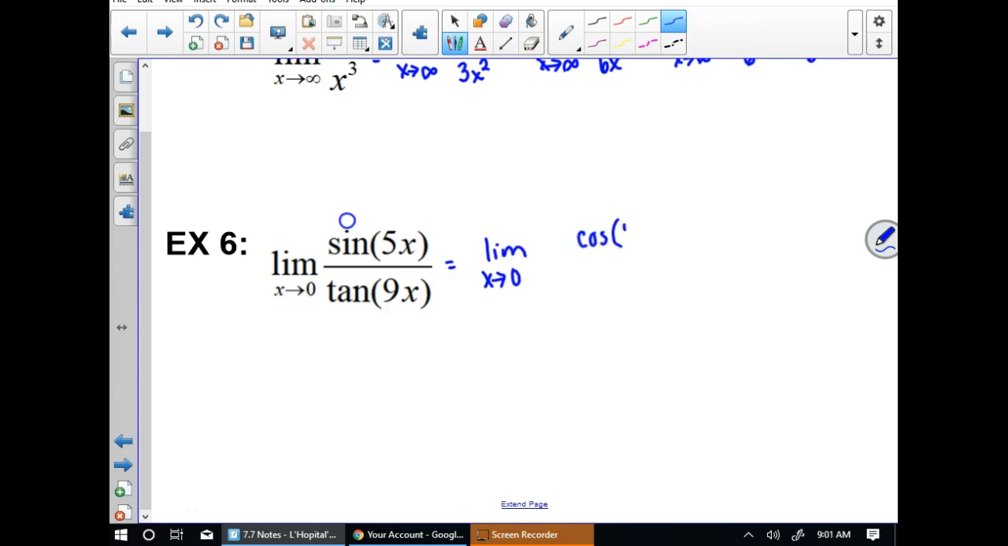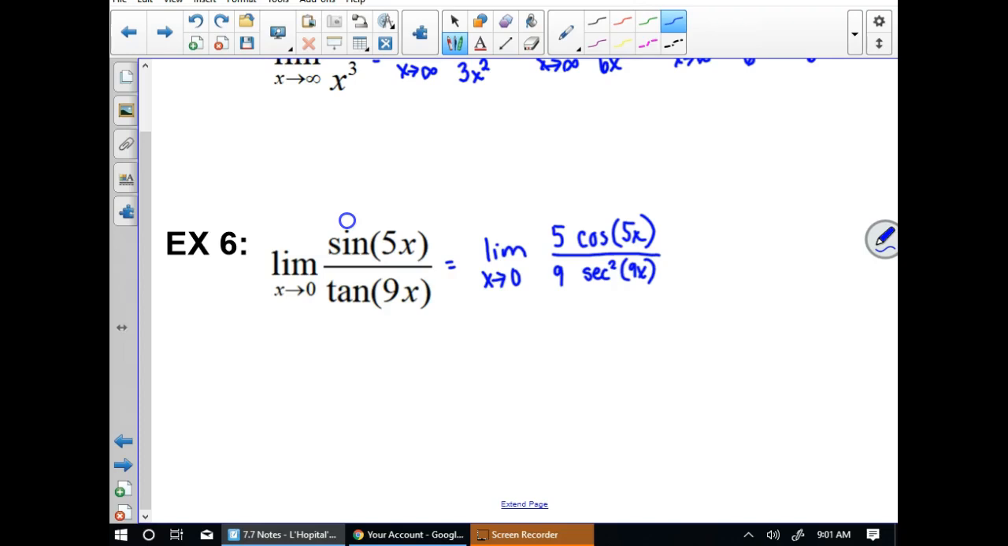Cosine of 5x, but don't forget to use the chain rule here, so I've got to multiply that by the derivative of 5x, which is 5, and I'm going to write that out front. And then tangent, what's the derivative of tangent? Secant squared, so secant squared of 9x, and multiply out front by 9. And then, what is cosine of 0? Cosine of 0 is 1, right?